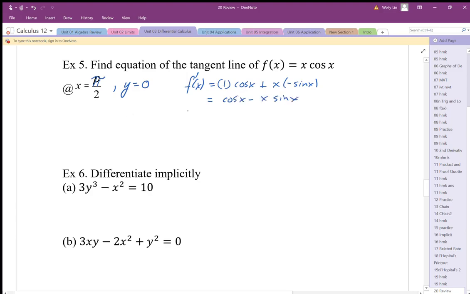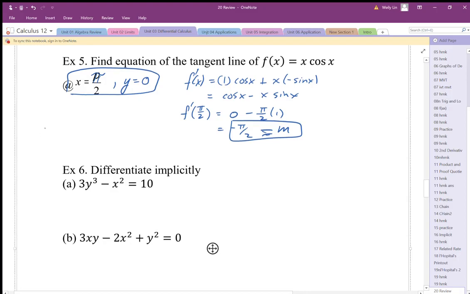So I want to know the slope at pi over 2. I plug in pi over 2, I get 0 here. Sine of pi over 2 is 1, so I end up with a slope of negative pi over 2. So there's my slope, that's equal to m. Okay, I've got my coordinate.